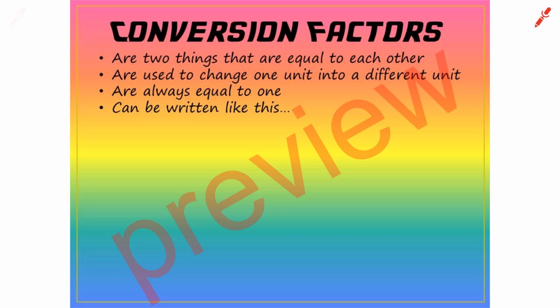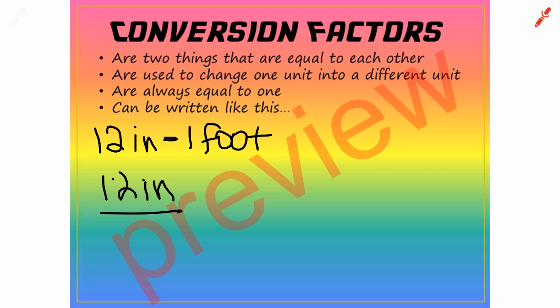They are always going to be equal to 1, and let me show you what they're going to look like. They could look like this. So an example of a conversion factor is 12 inches equals 1 foot. So you know what conversion factors are for the most part. Another way to write it would be 12 inches over 1 foot. So this is how I know it is equal to 1, because those two things are equal to each other and they're over each other. I could write the same thing, 1 foot over 12 inches.